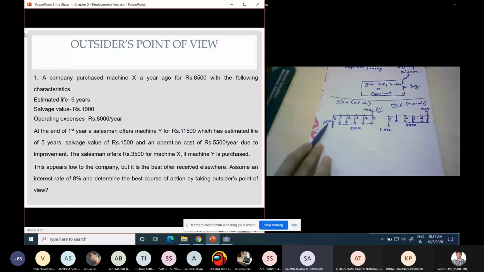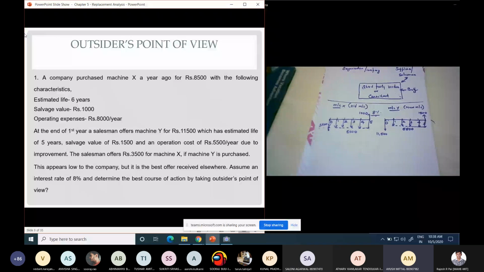Any doubts here, students? Excuse me, sir. Yes. Sir, for example, in the first case, we draw the normal cash flow like 11,000, 8,500 the initial cost, and convert each value into the equal annuity factor and compare on the annual basis. Can we do according to that?